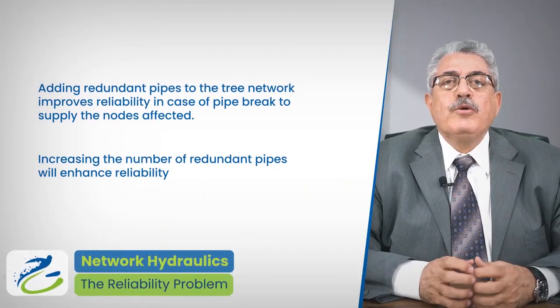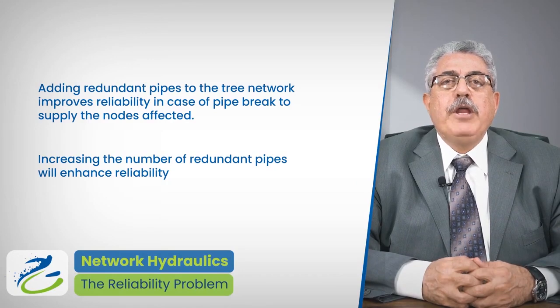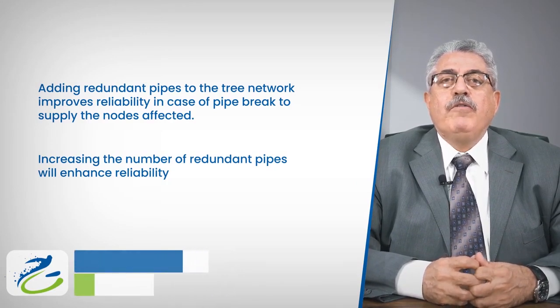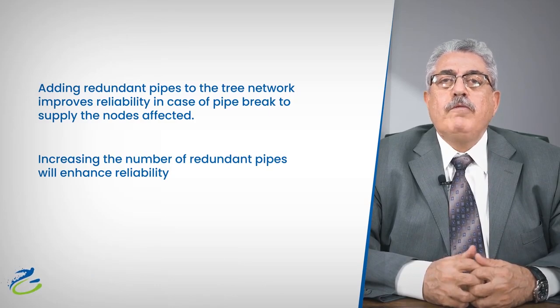Usually, if you have one source and different sinks, we can transfer water to the sinks using a tree network. But this will have little reliability because if one of those pipes is broken, some links will not receive water. This is the reason we should add redundant pipes. Redundant pipes are added to the tree network to improve the reliability in case of pipe break, and when we increase the number of these redundant pipes, the reliability level will be enhanced and increased.